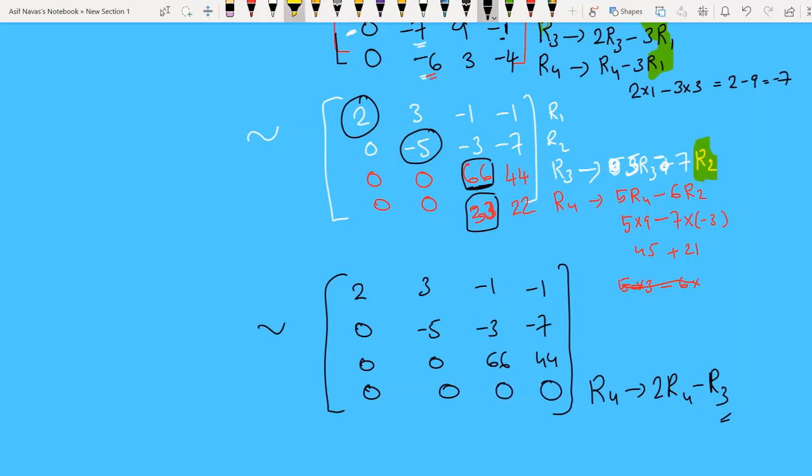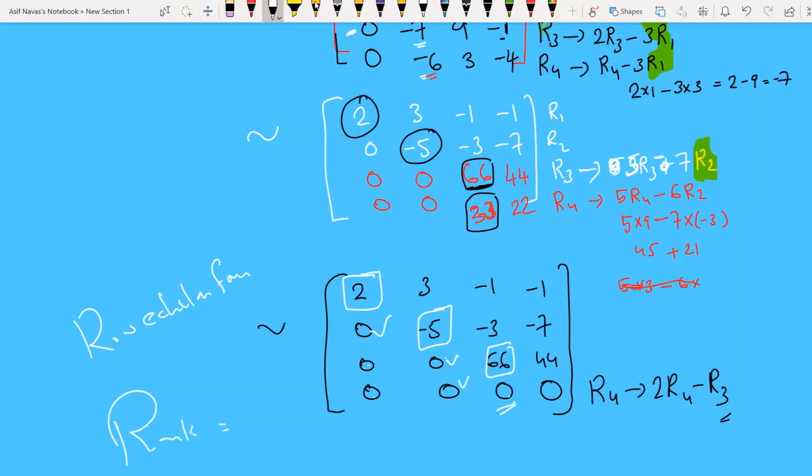So now check whether it is in row echelon form. The first pivot is this, and every element below it in that column is 0. The second pivot is this, every element below that entry is 0. And the third pivot is this, and every element below this entry is 0. So this is in row echelon form. Now what is the rank? 3. Rank is 3. Good.